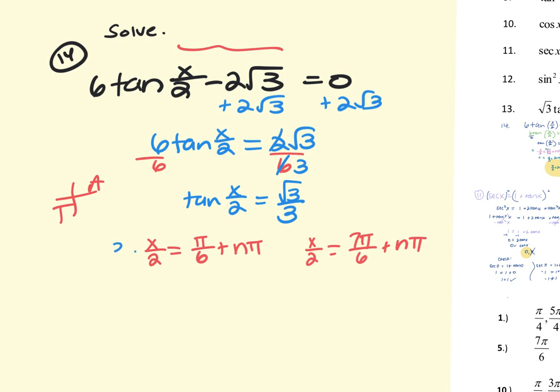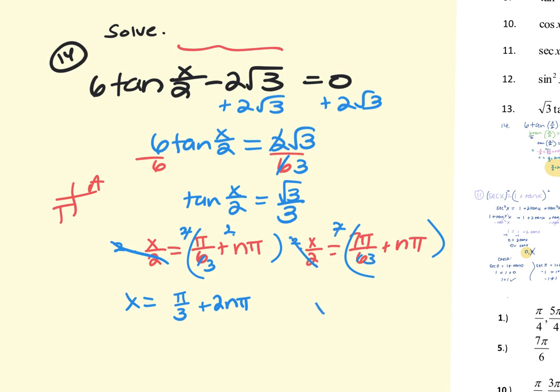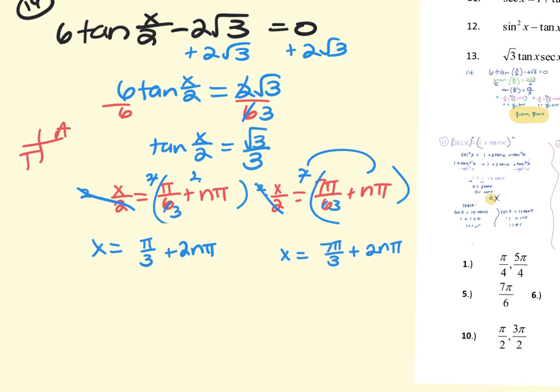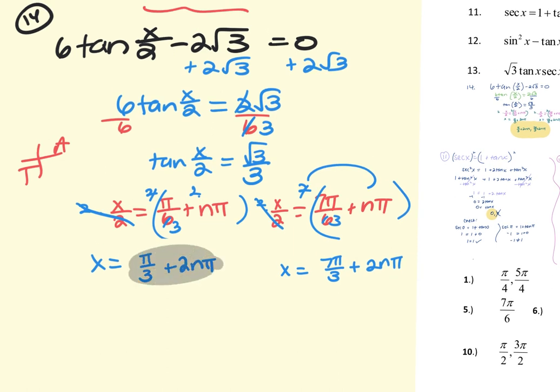Now I would multiply everything by 2 so that I isolate that x. So it's going to cancel here. X would equal 2 goes into 6 3 times, so pi over 3. And then 2 here would be plus n pi, 2n pi. And then here it cancels. Here it goes in 3 times, and I would get 7 pi over 3 plus, also multiply it here, 2n pi. And that's where those two answers come from. So that's the multiple angle ones.